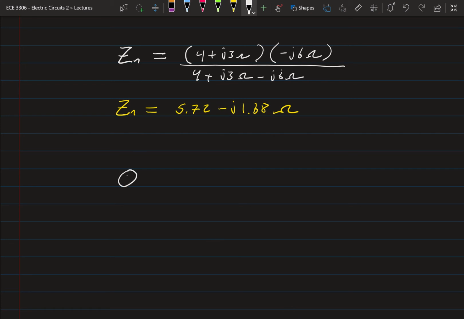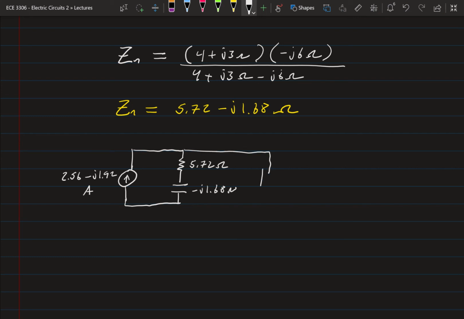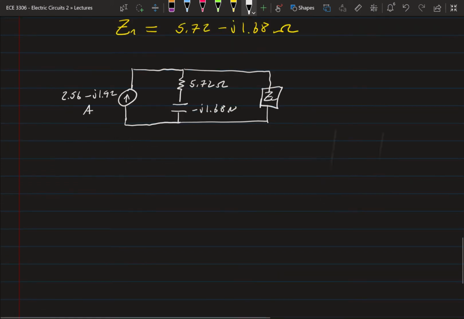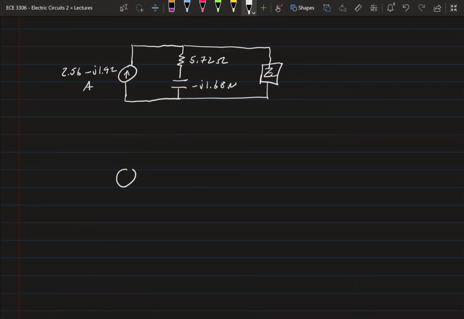And the last thing I want to do here is convert it back to Thevenin. So if I really quickly first draw what we've got: that current, which was 2.56 minus j1.92 amps, in parallel with 5.72 ohms and minus j1.68 ohms. All of that, remember, is connected in parallel with ZL. Let's go ahead and convert it back to its Thevenin form.